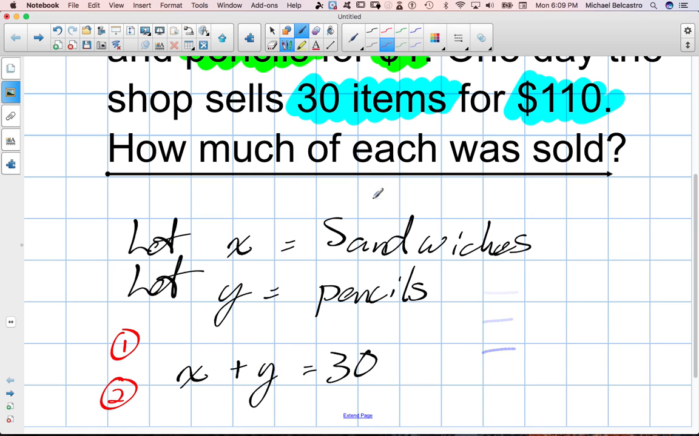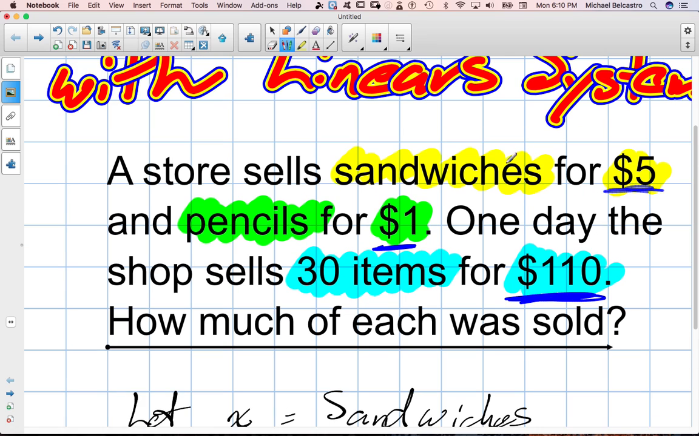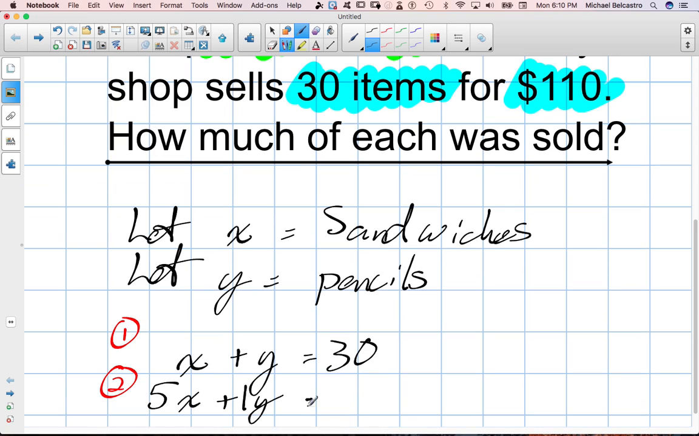Right? So, second one here is the prices. We need to involve the prices for these. So we know that sandwiches are $5 and pencils were $1, and the total amount sold was $110. So we're going to add up how much money they made on each. So 5 times X, that will be the price of sandwiches. Okay, so 5X, plus pencils were $1, so 1Y, is equal to how much did they sell? Well, they got $110.